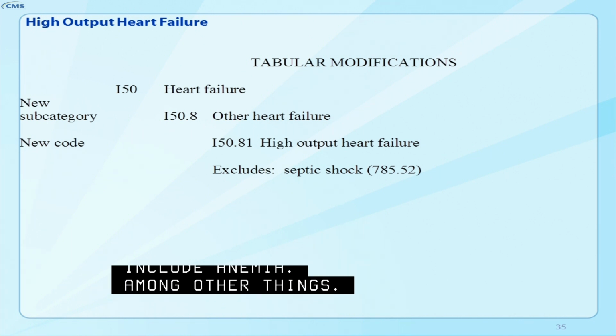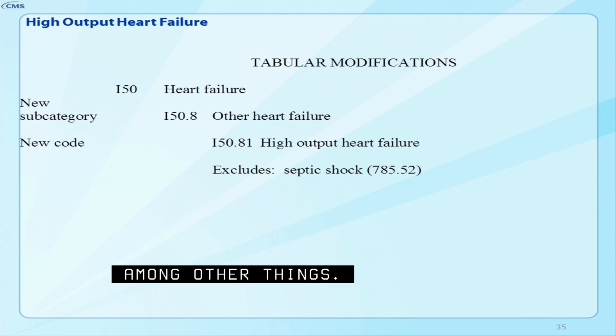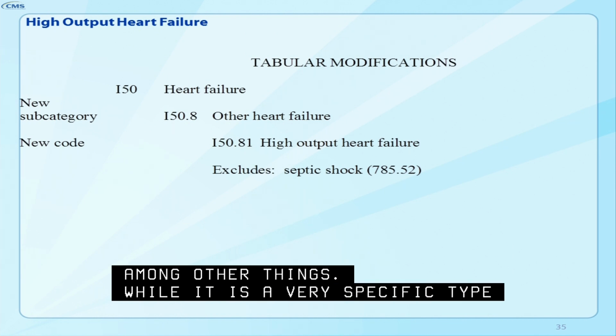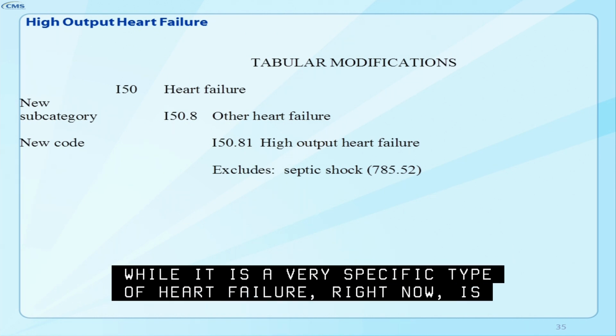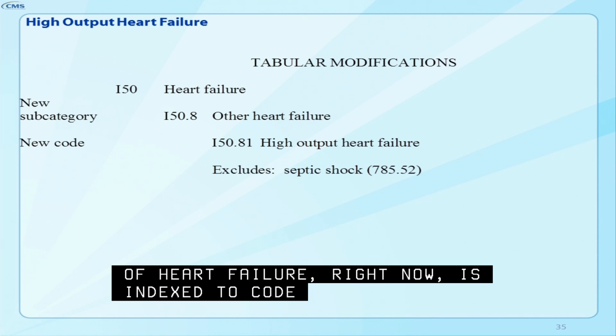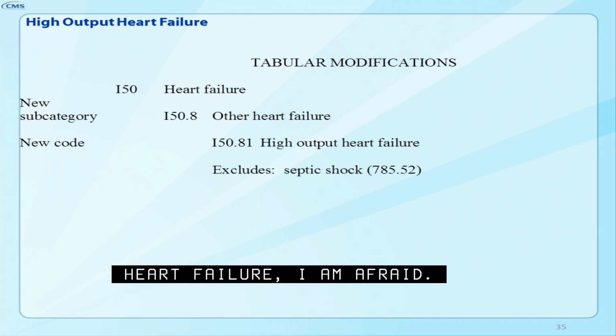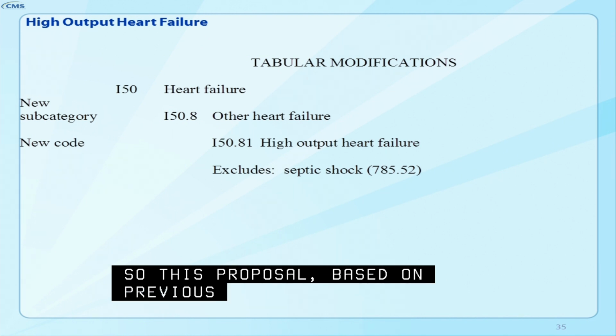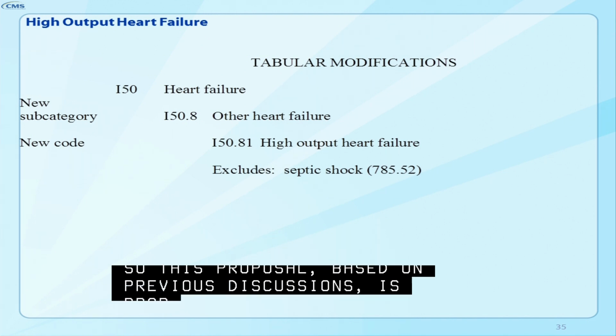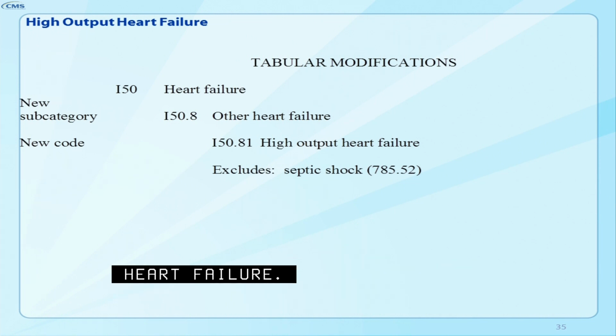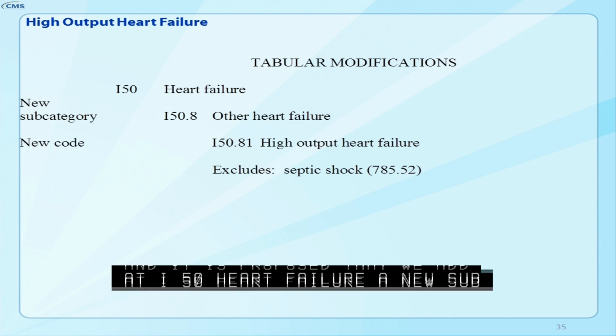While high output heart failure is a very specific type of heart failure, right now in ICD-10-CM, it's indexed to code I50.9, heart failure unspecified. And we do not have an other type of heart failure, I'm afraid. So this proposal, based on multiple inputs and some previous discussions with some other internists, proposes adding a new code for high output heart failure. It is proposed that we add at I50 heart failure a new subcategory I50.8 for other heart failure, and a new code I50.81 for high output heart failure.